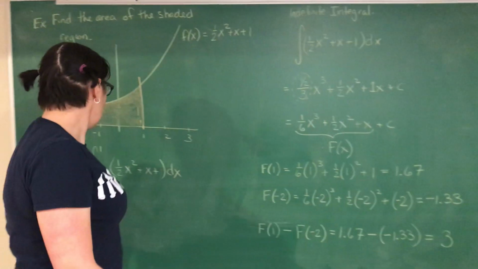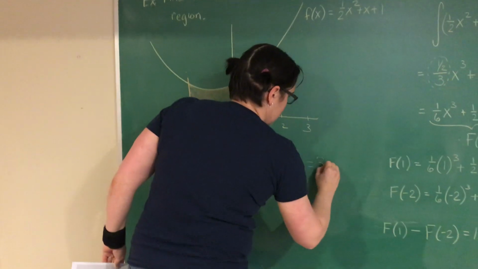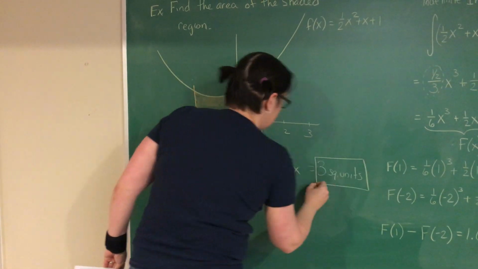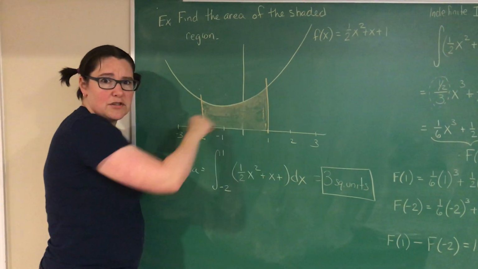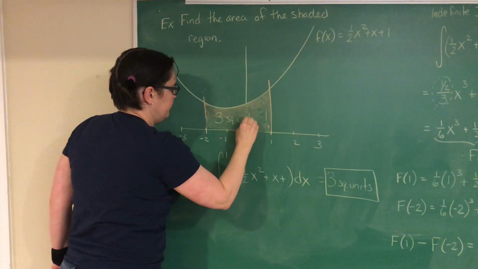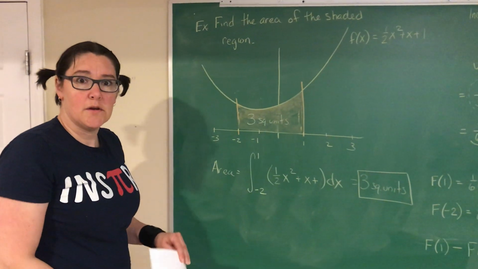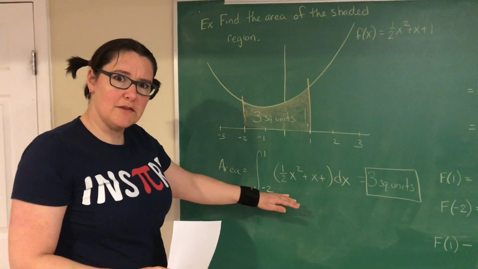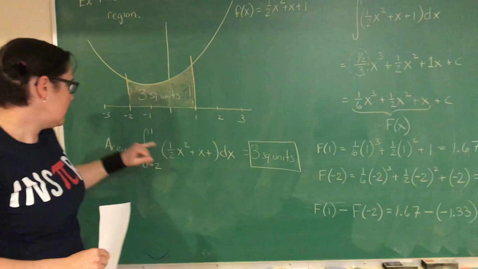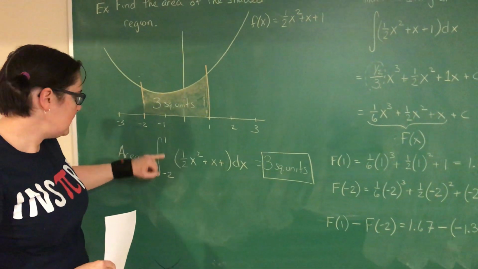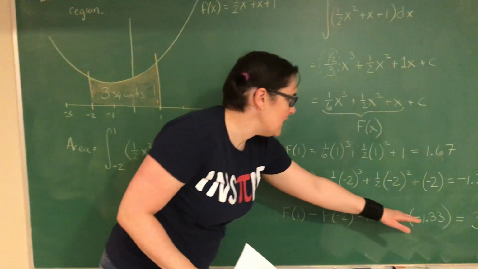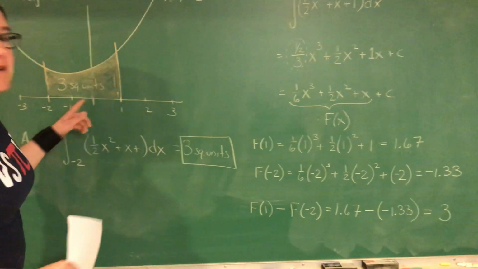So all of that work just told us that the area of this shaded orange region right here is 3 square units. Okay, so to evaluate a definite integral, we find the antiderivative, plug the top number into the antiderivative, plug the bottom number into the antiderivative, and then subtract them. And whatever we get for that final number, that's the area of this region.